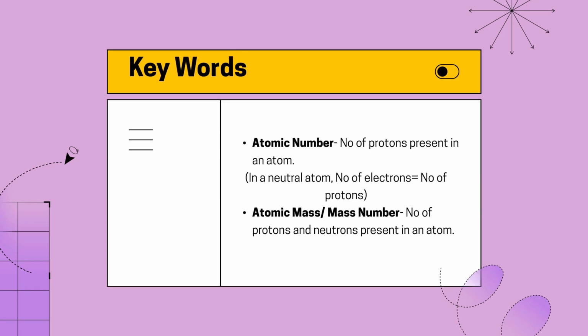Keywords: atomic number is the number of protons present in an atom, and in the neutral atom the number of electrons is equal to the number of protons. You have to remember this. The next is atomic mass or the mass number. It is the number of protons and neutrons present in an atom.